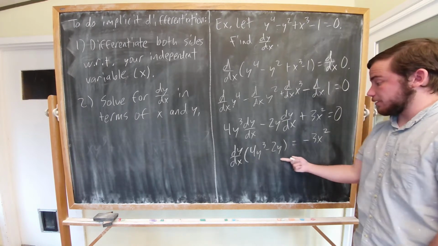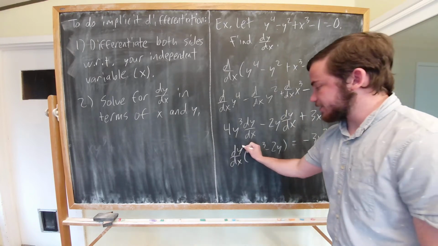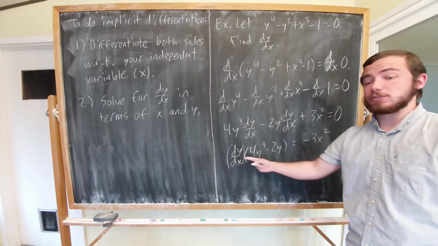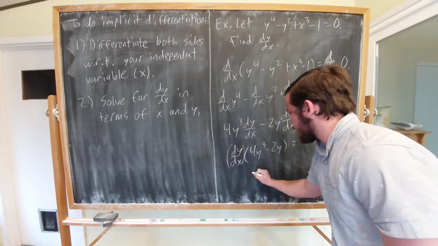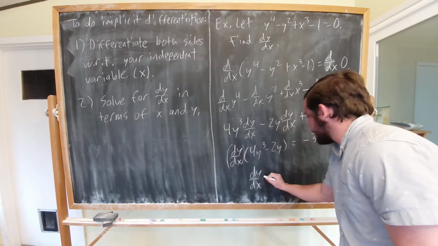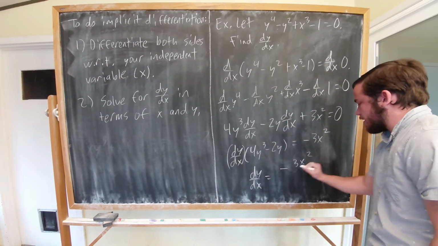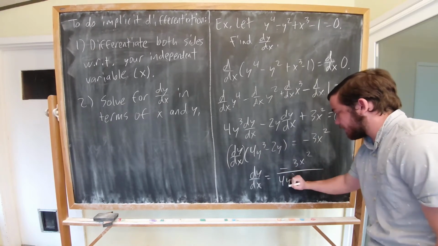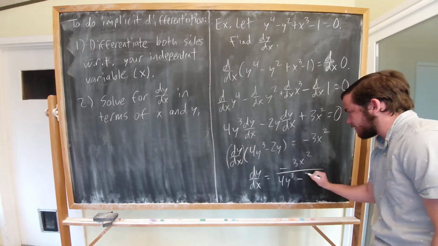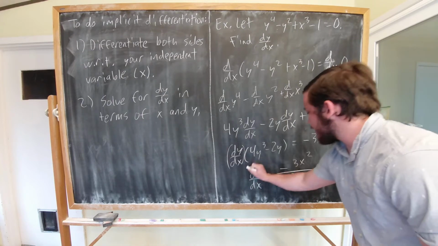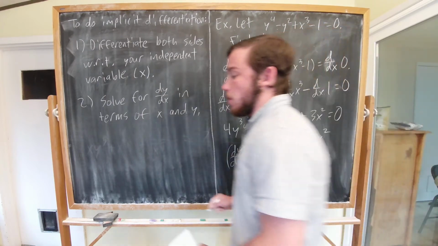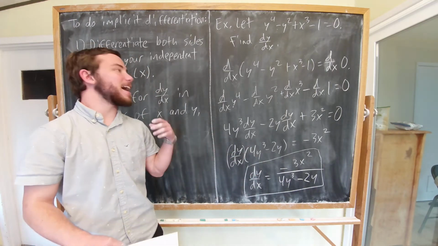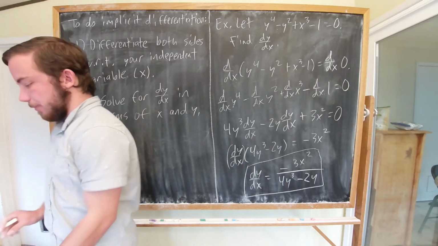Now I can just divide both sides by this. Remember, dy/dx is a quantity, so we're not taking the derivative of this thing. These two are being multiplied together. Alright, dy/dx is now negative 3x squared divided by 4y cubed minus 2y. And we say that's our answer. And if you manage to find a solution for y, then you'd have an explicit formula for dy/dx as well. Let's do another example.